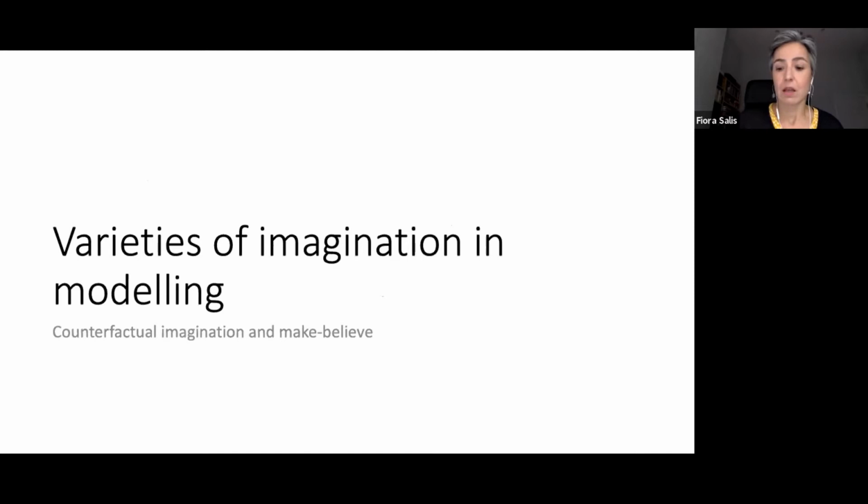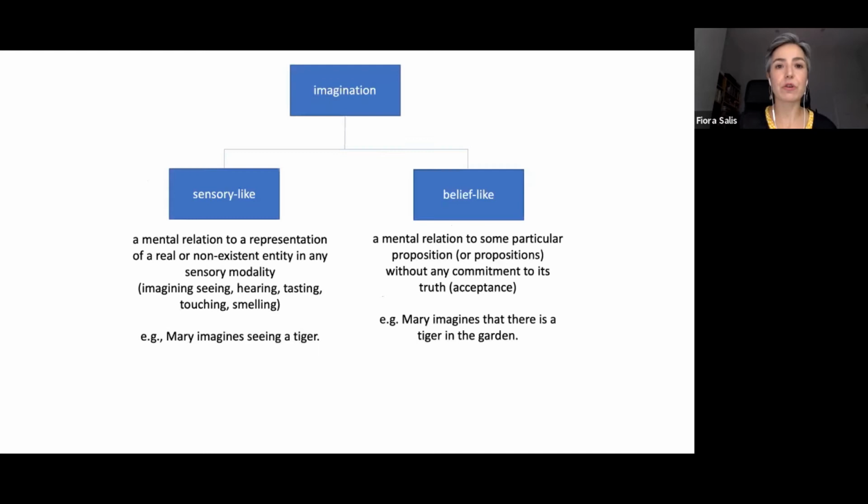Okay, so varieties of imagination in modeling. First of all, let me give you a rough or kind of minimalist description of the types of imagination that are usually discussed in the literature on models. We usually distinguish between sensory-like imagination and belief-like imagination. There are many more varieties contemplated by philosophers and cognitive scientists working in other areas, but in the area of modeling, we have these two that are prominent.